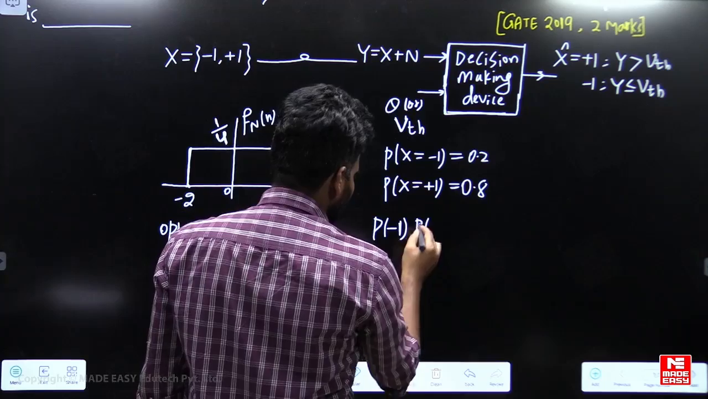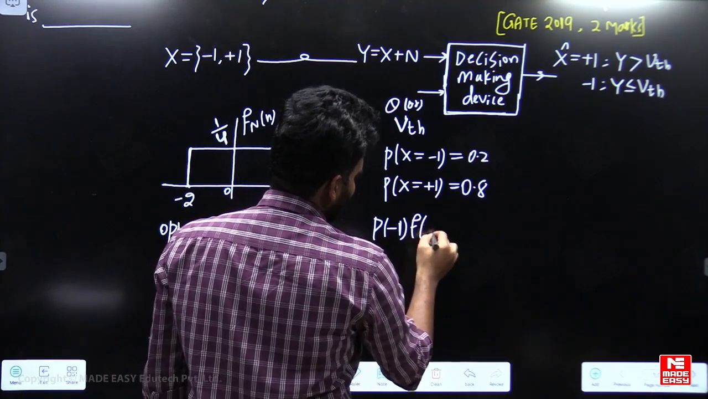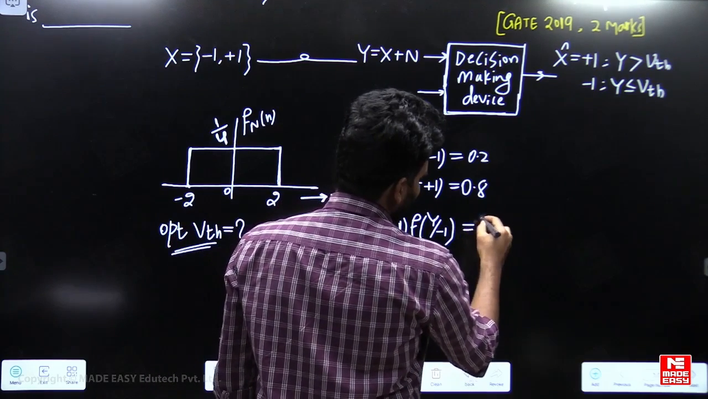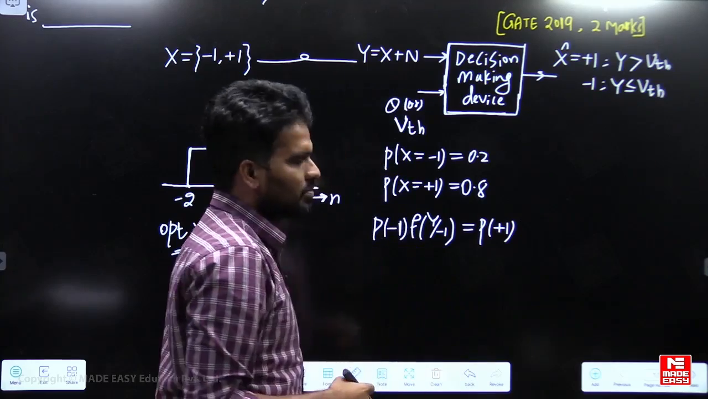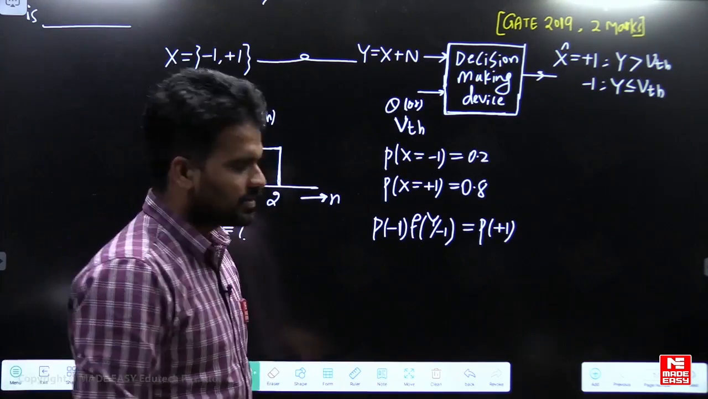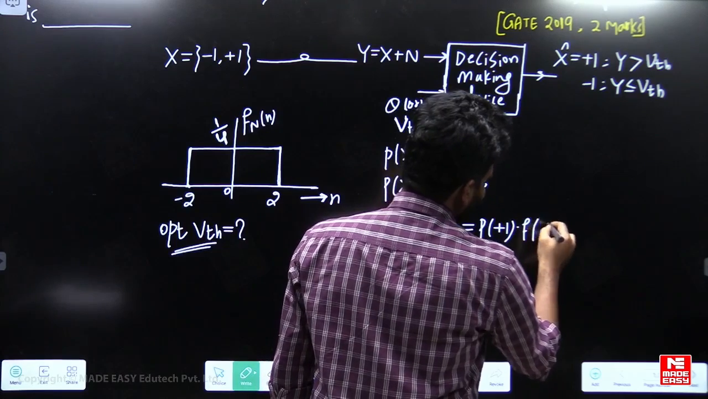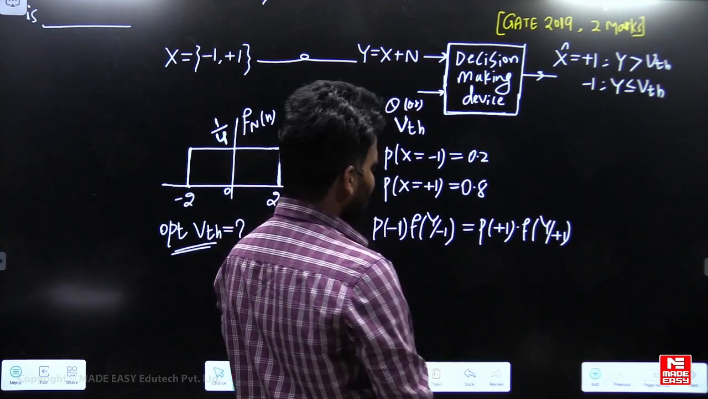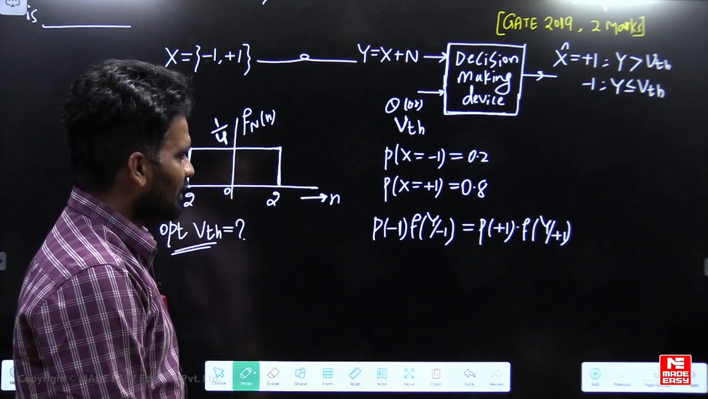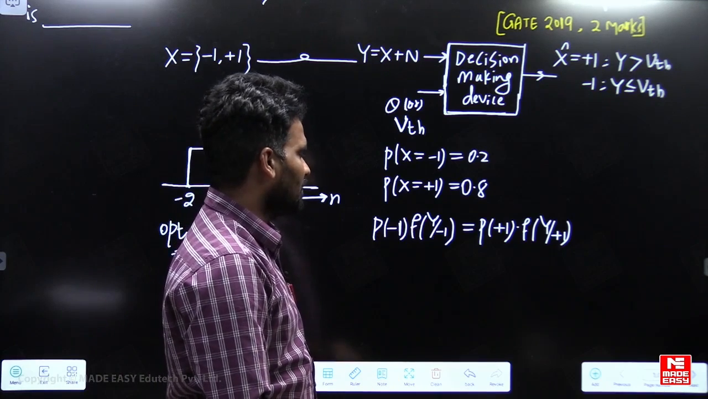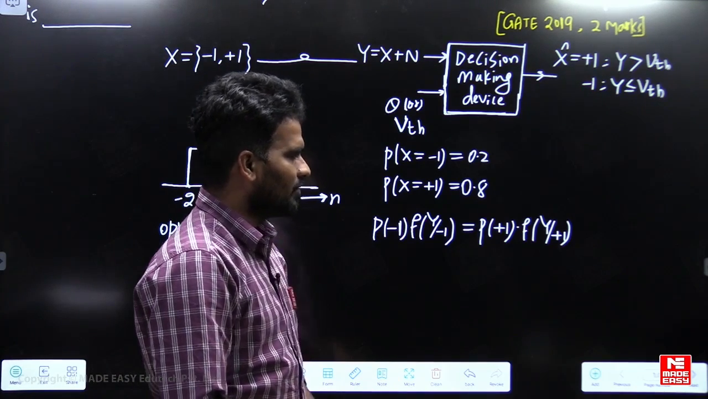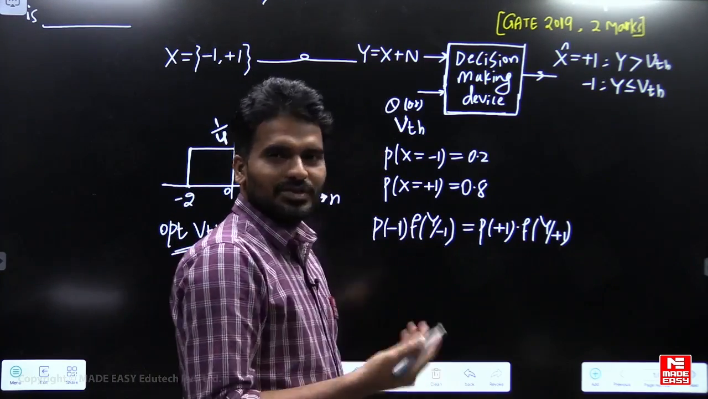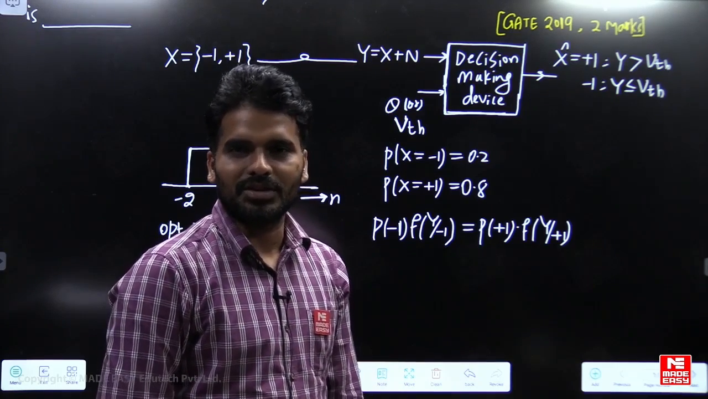So we have to see here, what is the density function of y when -1 is transmitted, equals to what is the probability of +1 to be transmitted from the source, multiplied with the density function of y when +1 is transmitted. That is, p minus 1 times fy upon -1 equals p plus 1 times fy upon +1. And for which y value this equality holds good, that y will be the optimum V threshold to us.